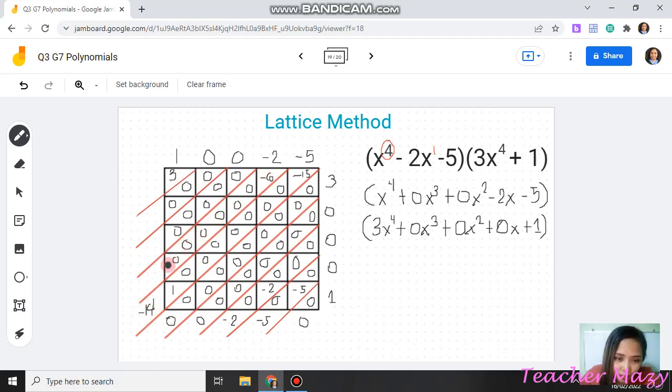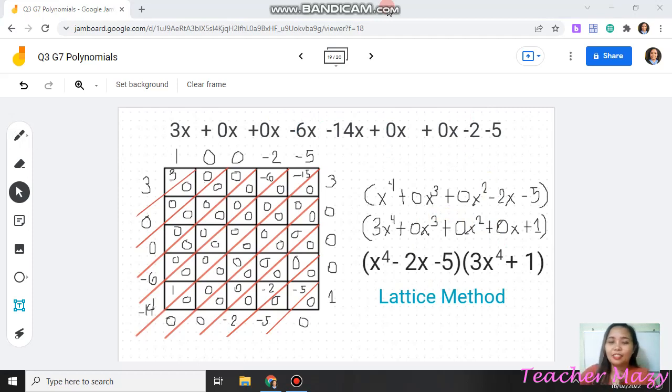Negative 6, and then all of them are 0, so this is negative 6. 0, 0, and then 3. So now, let's see the highest degree, given by adding the exponents of the first term. So we have 4 plus 4, which is equal to 8. So that means the highest degree is 8.